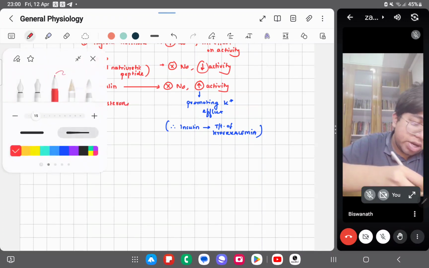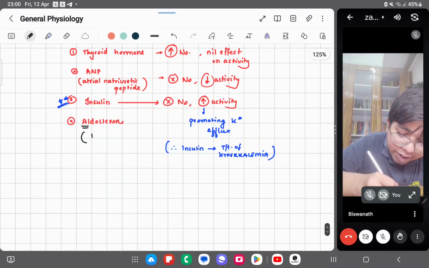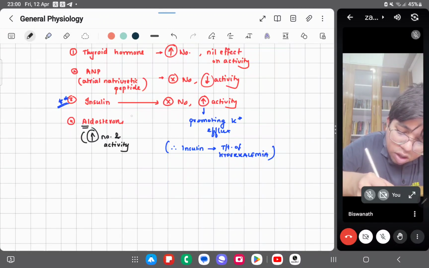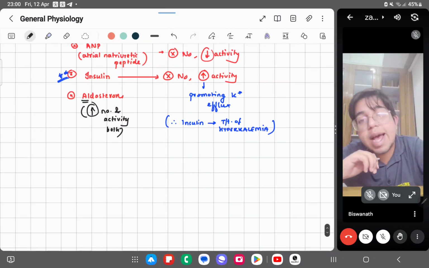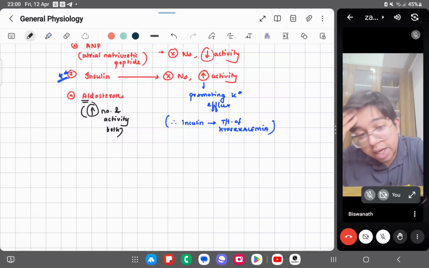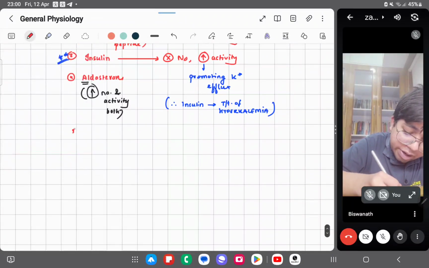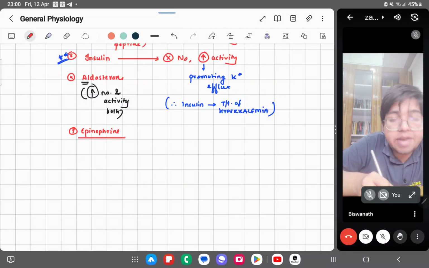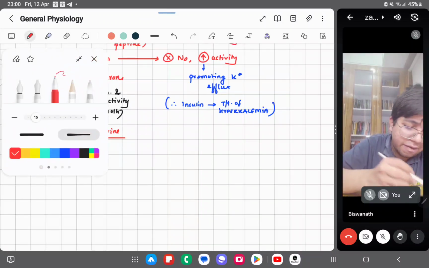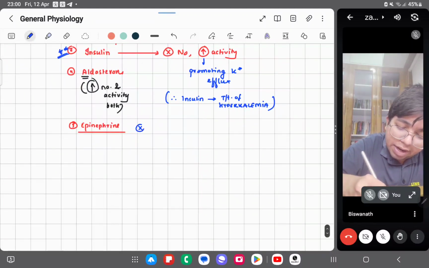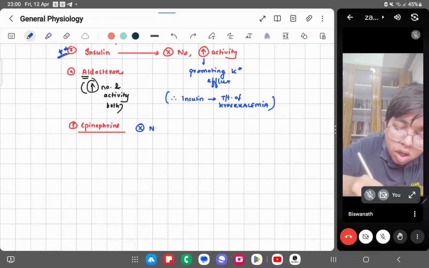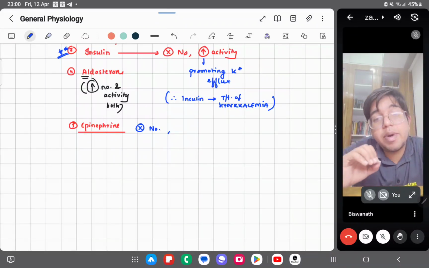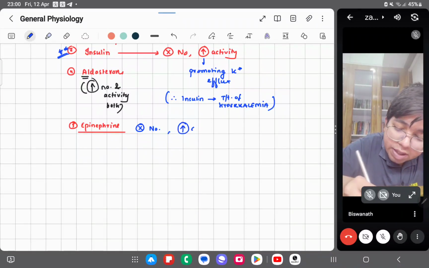Aldosterone: "all" means all effects, you can remember it like this. It increases number and activity both. Increases the number as well as the activity of this whole thing. Lastly we have epinephrine. Epinephrine and norepinephrine have common effects. No effect on number, but it increases the activity.